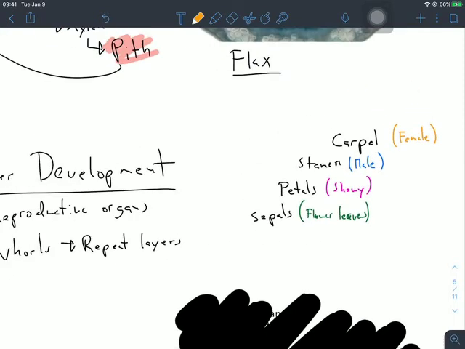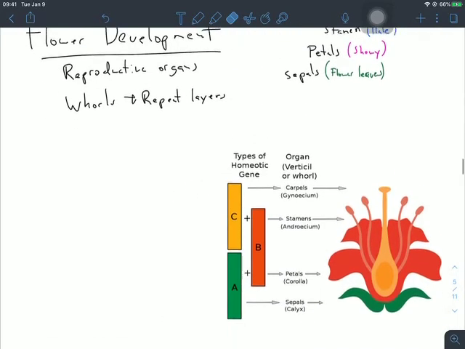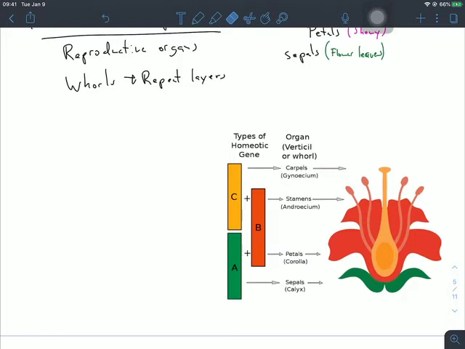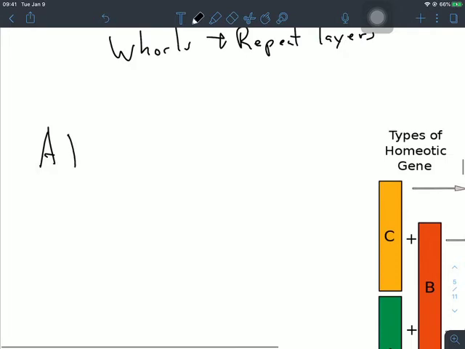These are the 4 different whorls of a flower. Now, how, from one meristem, do we go about controlling the genes in order to generate a flower? Well, there's something called the ABC model of floral development. And yes, it was discovered within that model plant of Arabidopsis thaliana.